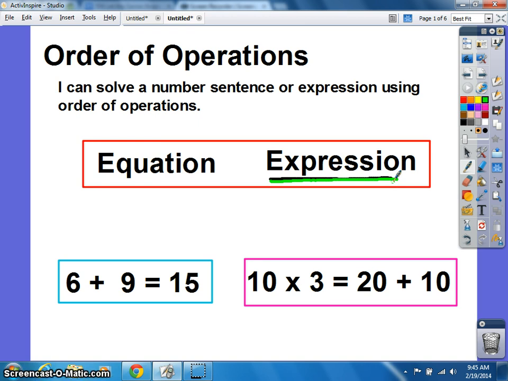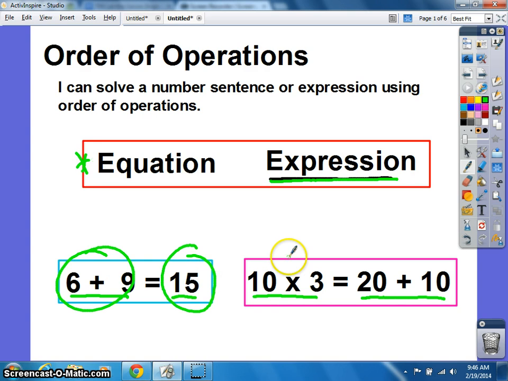So in this equation here, we have an expression, 6 plus 9, and we have an expression, 15. On this next problem, we have an expression which is 10 times 3, and we have an expression which is 20 plus 10. These two expressions together make an equation. And you can see the difference.